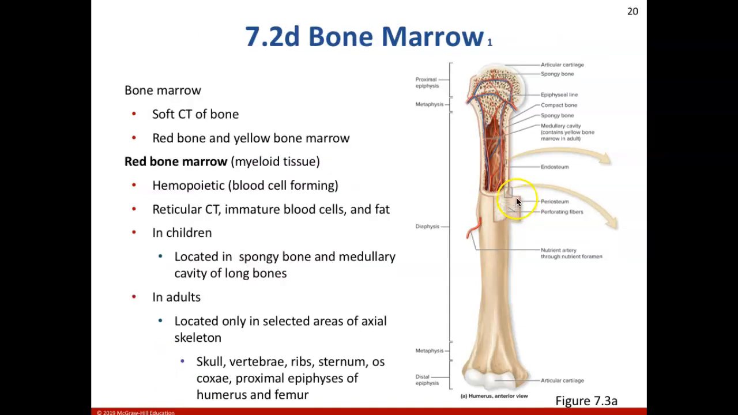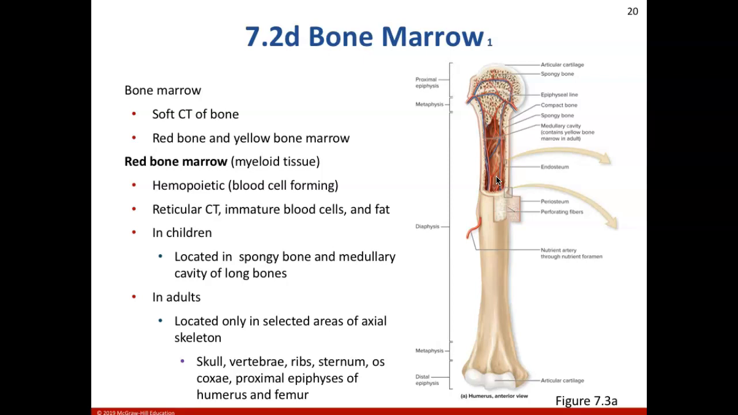Now let's talk a bit more about bone marrow. This is a soft connective tissue of our bone, and we mentioned how we have a red bone marrow and a yellow bone marrow. So our red bone marrow, also known as myeloid tissue, is hematopoietic. So we are going to be forming red blood cells using this red bone marrow. It is going to consist of reticular connective tissue.